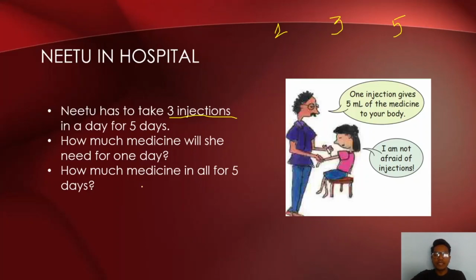How much medicine will she need for one day? So we know one injection contains how much ml? 5 ml, right? We know that. So in one day she is taking 3 injections. So we have to just multiply 3 into 5, right? Which is equal to, yes, 3 5s are 15. So 15 ml medicine she will need for one day.